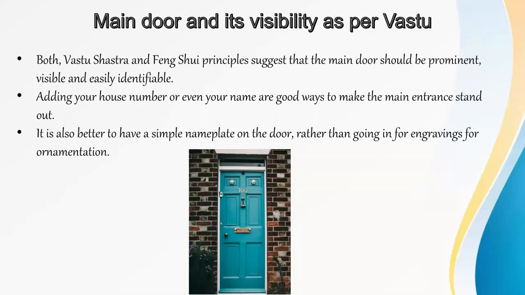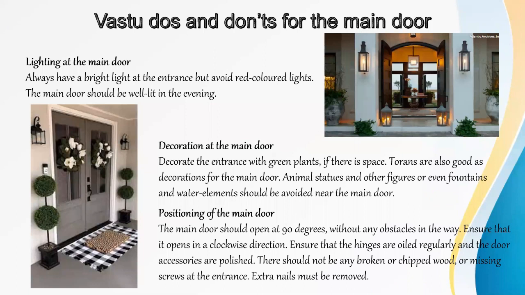According to Vastu Shastra and Feng Shui principles, main doors should be prominent, visible, and easily identifiable. You can add the house number or even your name to make it prominent. Then your nameplate should be simple rather than going for engravings or ornamentation. What are the dos and don'ts for your main door?